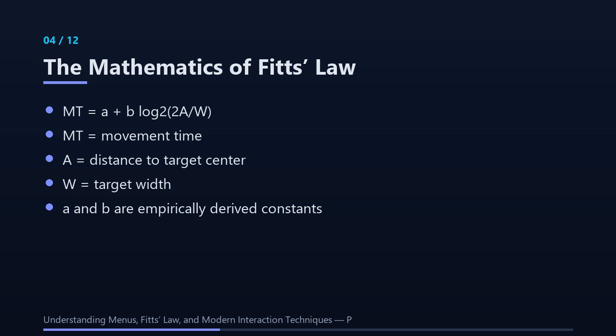The constants a and b are determined through experimental measurement for a given input device and user population. The logarithmic term, often called the index of difficulty, grows as the distance increases or the target shrinks, reflecting the added challenge. This equation allows designers to predict the time cost of different layout choices before implementation. By plugging in realistic values, we can compare alternatives quantitatively rather than relying on guesswork.